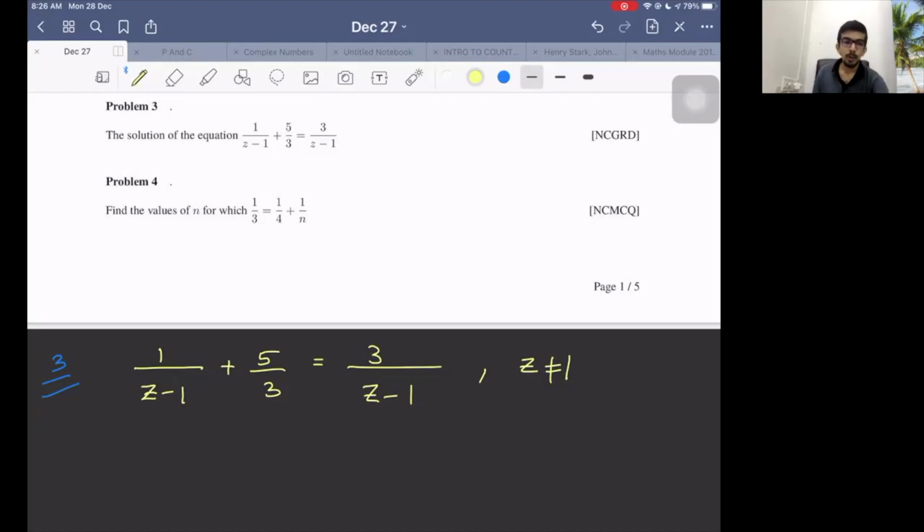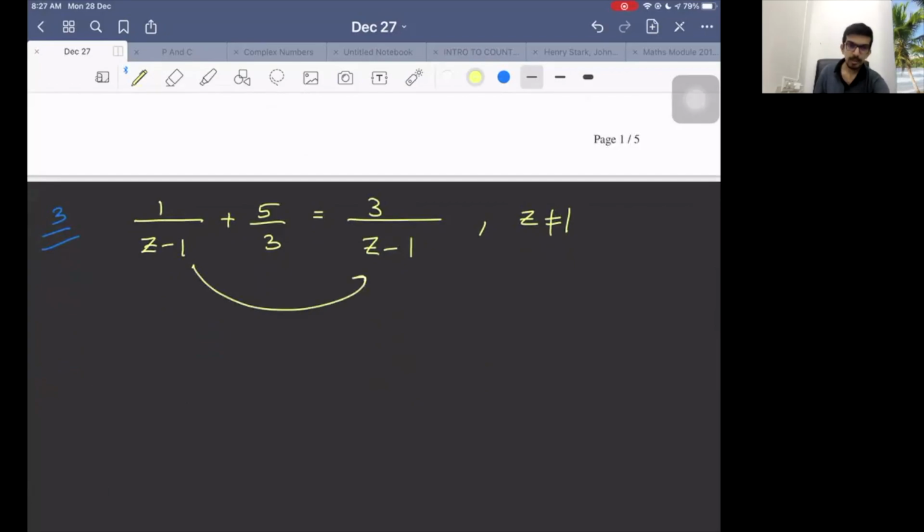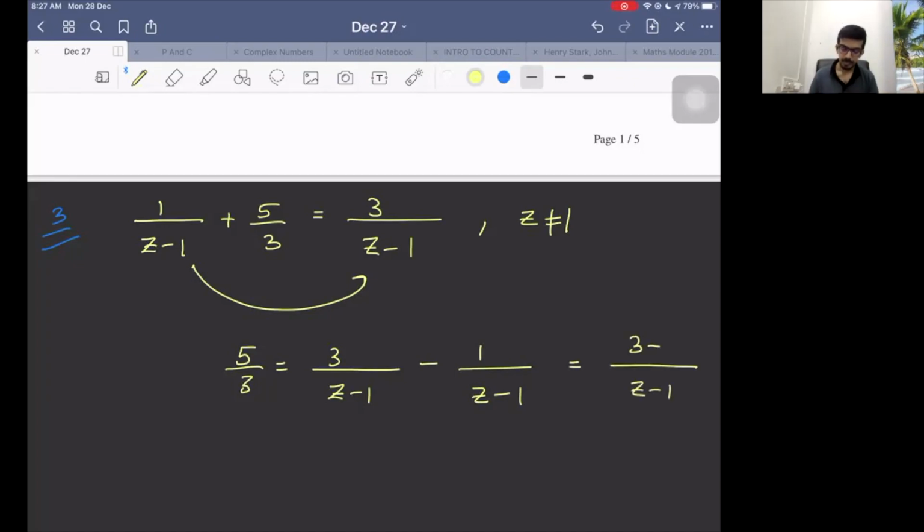Now, how do we solve this? Same logic: bring all the like terms, all the variables, to one side. So I'm going to bring this to this side, and on the LHS I have 5 over 3, that is equal to 3 divided by z minus 1 minus 1 divided by z minus 1. And lucky for you, on the RHS the denominator is common, so it is simply 5 by 3 is equal to 2 divided by z minus 1. Now this is not a linear equation, but as we saw in the previous class, it can be converted to a linear equation.